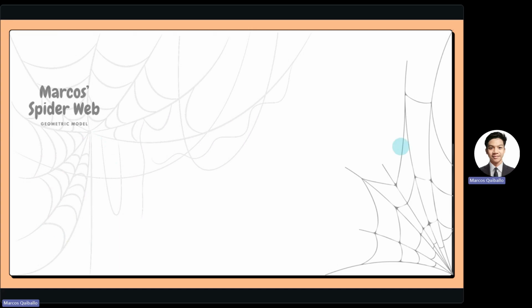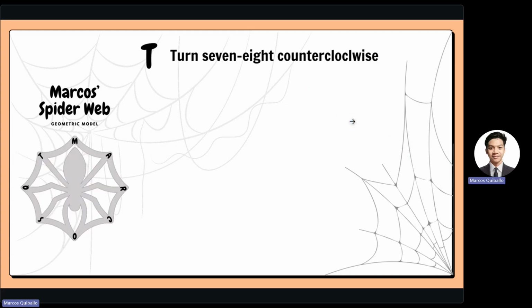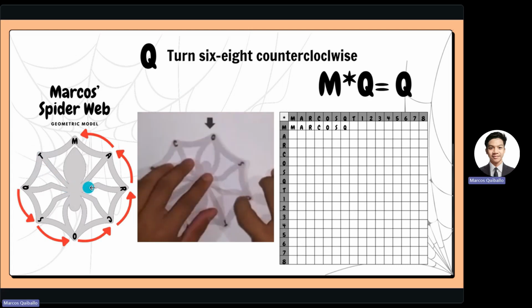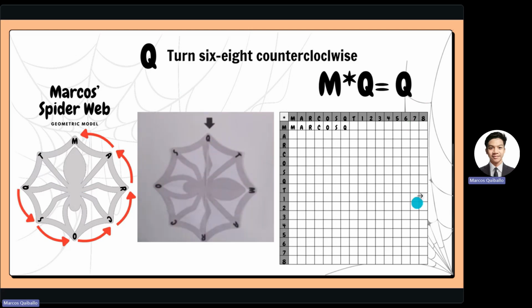So next one, letter T. It is defined as turn 7/8 counterclockwise. So this is the diagram or the model. So letter T will turn 7/8 counterclockwise. So our resulting element is letter T, and this is our table.